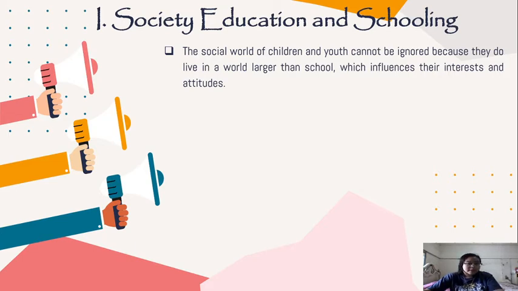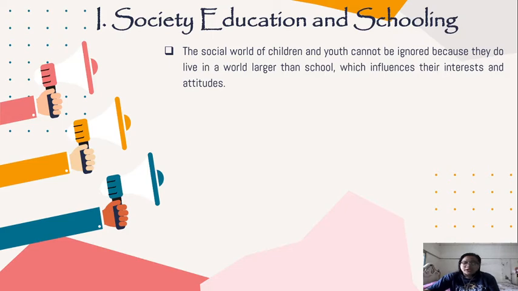Their interests and attitudes will greatly influence how they live outside the school. So for these reasons, the school is putting greater efforts to help and guide both children and youths to adapt and prepare for life in a larger society. The education received by these young people determines the kind or quality of our society.